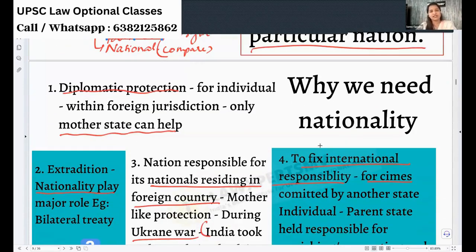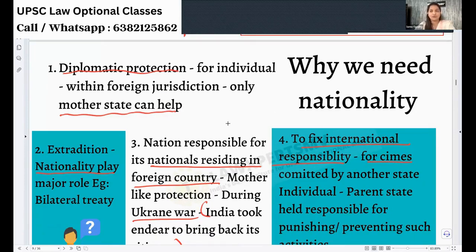Now, all along we spoke, we need nationality, we need citizenship. Why do we need them? What is the rationale? This rationale part only is going to fetch you good marks. This rationale part only is going to connect each paragraph of your answer and increase connectivity in your answer. Okay, let me tell you.